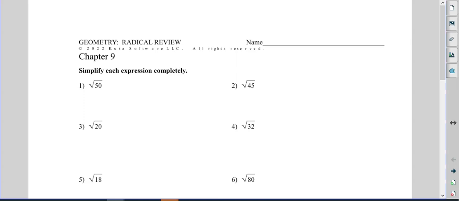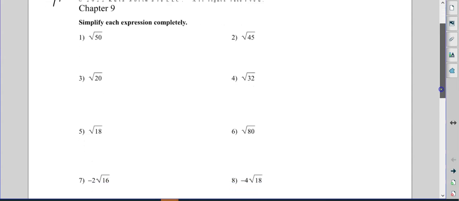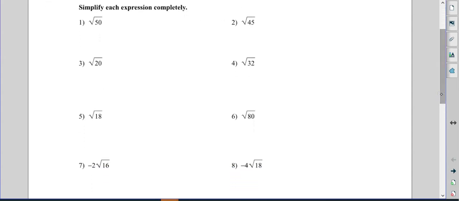All right, so 9.0, we call this. This is a review of radicals that is going to be very necessary for this unit. So again, we need to have this simplified, basically. So we don't want any perfect square numbers underneath the radical.